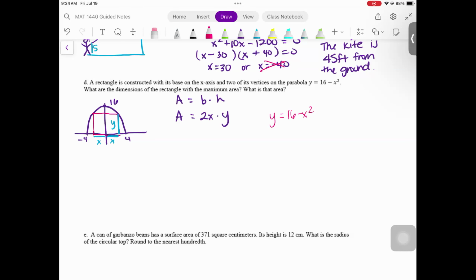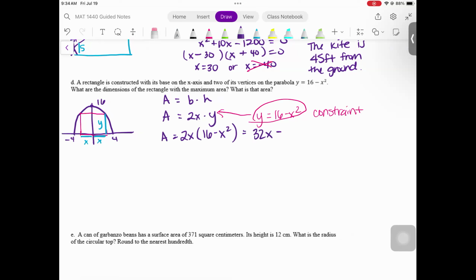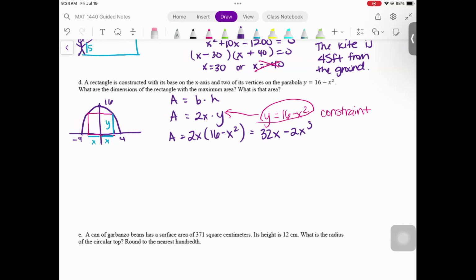So this equation, y equals 16 minus x squared, is our constraint. And that's what we're going to substitute into our area equation. We're going to simplify this by distributing the 2x. We get 32x minus 2x cubed. And we're trying to maximize this area. So let's look at Desmos to find where the maximum of this occurs.